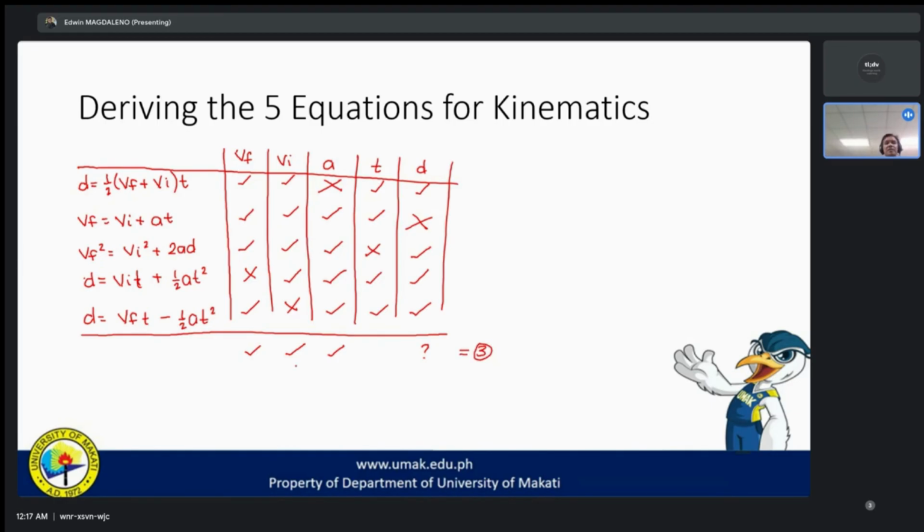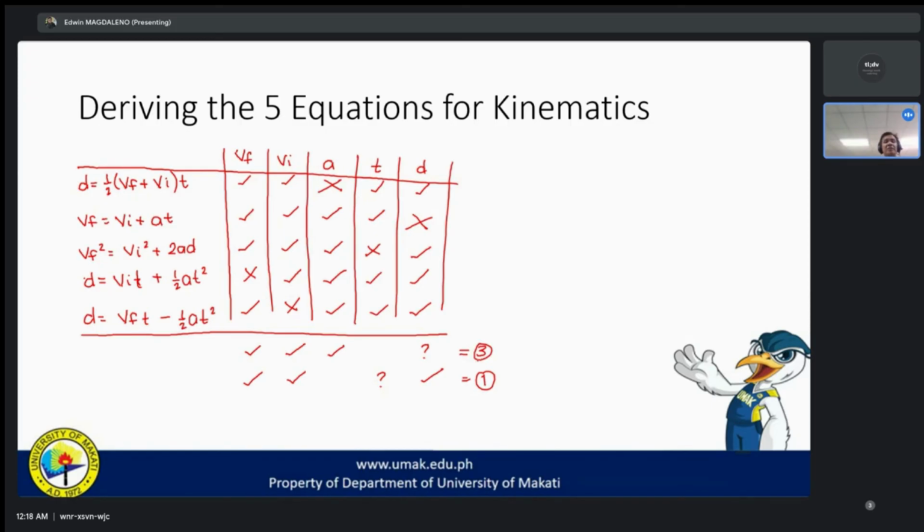Same goes. Let's say, meron tayong final velocity. Meron tayong initial velocity. Meron tayong given na displacement. Hinahanap natin yung time. So, hindi kailangan sa acceleration. So, if we put it here, Vf, Vi, displacement is given, time is unknown. So, we will use equation number 1. So, that is how we will use these equations in a table.